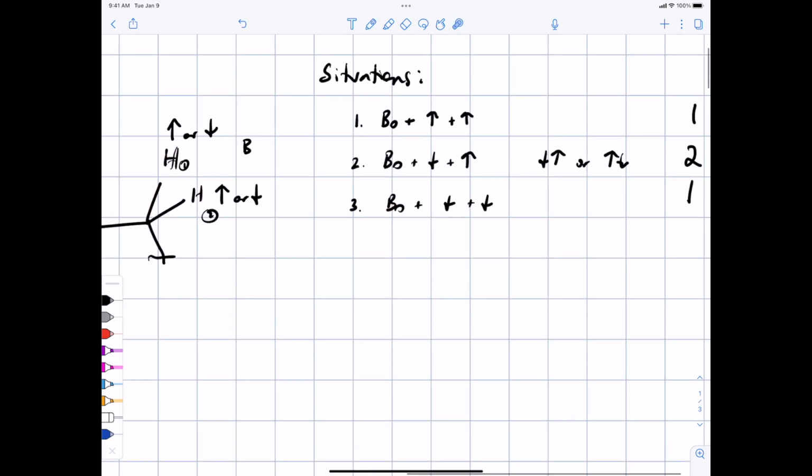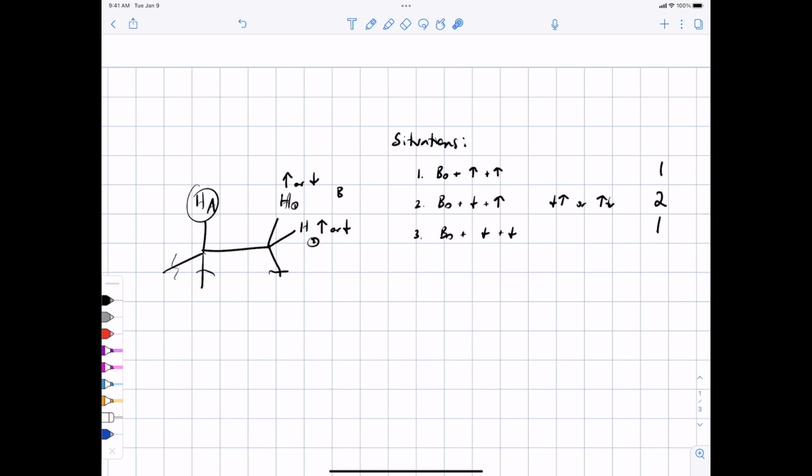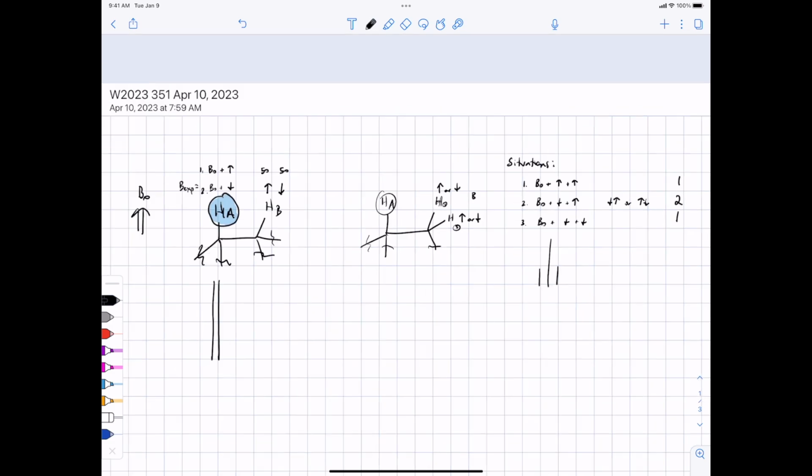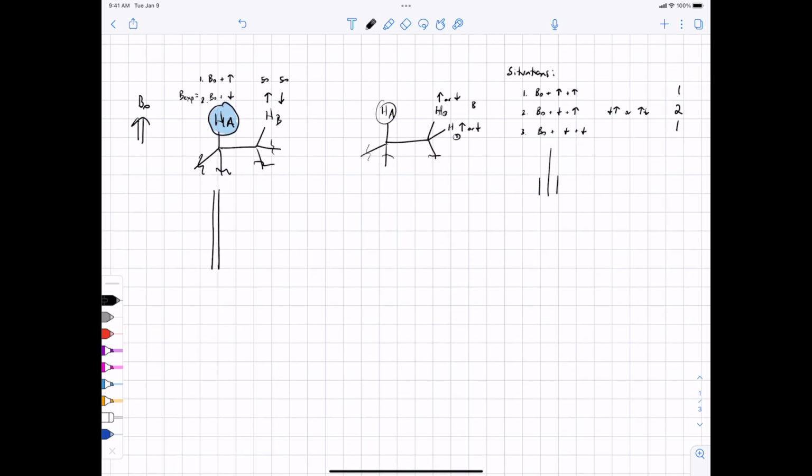So 3 different field strengths that proton A can experience, and twice as many ways to experience the one in the middle. So what you expect to see for this peak pattern is a 1 to 2 to 1 triplet. And we can go on for any arbitrary number of protons and figure out the probabilities. It just gets a little more complicated.